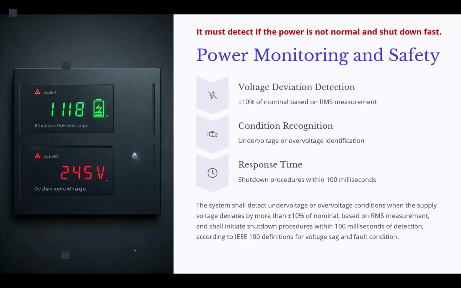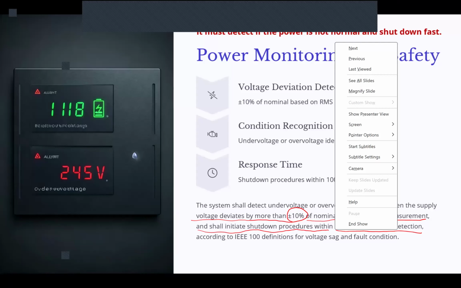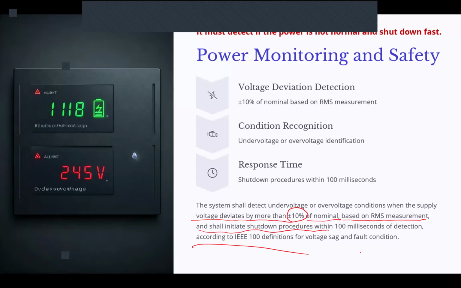It must detect if the power is not normal and shut down fast. Several problems with that statement. It's basically as if every word is a problem. Okay, what is the enhanced version? The system shall detect what is the deviation: under voltage and over voltage conditions, when the supply voltage deviates by more than plus or minus 10%. So now we have quantified a meaning for the deviation of nominal based on RMS measurement, okay, and shall initiate shutdown procedure within 10 milliseconds of what? Of detection. When it detects, within 10 milliseconds, it should start the shutdown procedure, according to the IEEE 100 definitions.